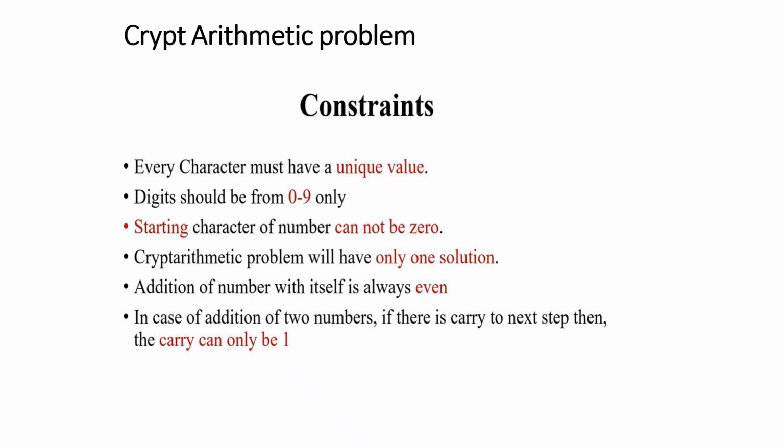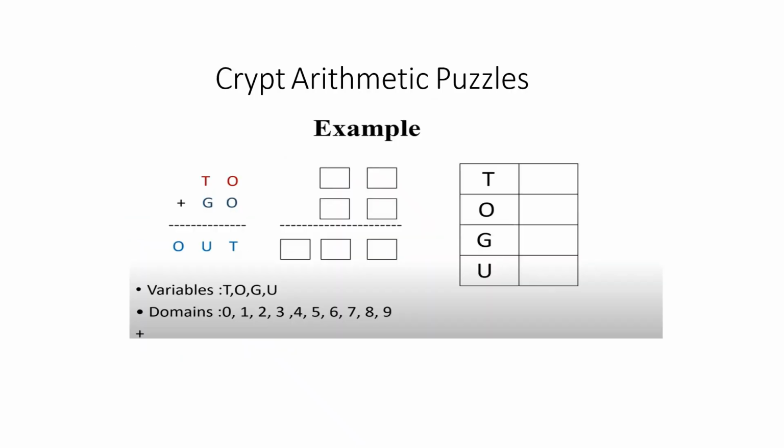And then a cryptarithmetic problem will have only one solution. So finally we will get only one solution with the proper model. And then the addition of a number with itself is always even. In case the addition of two numbers produces a carry over, it is just passed to the next step of the process. So these are the rules and conditions for a cryptarithmetic problem.